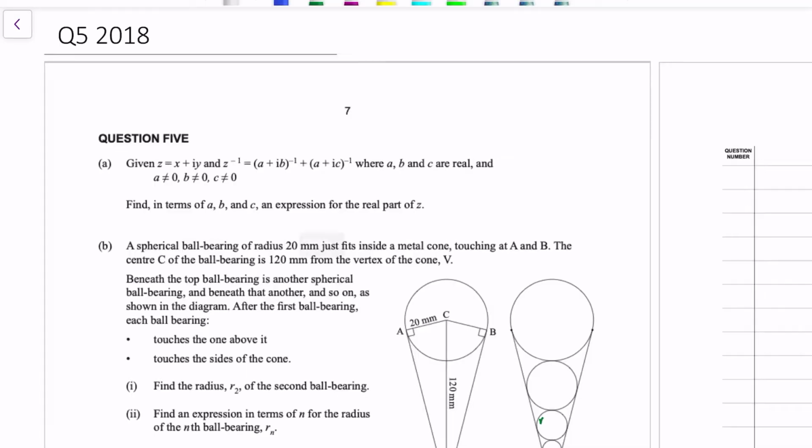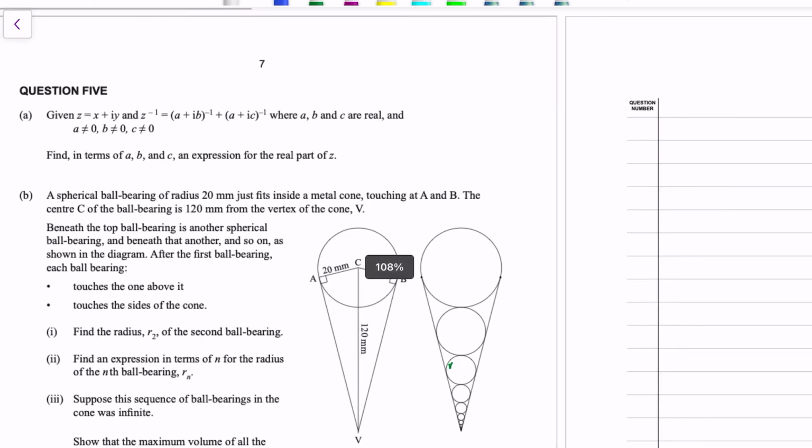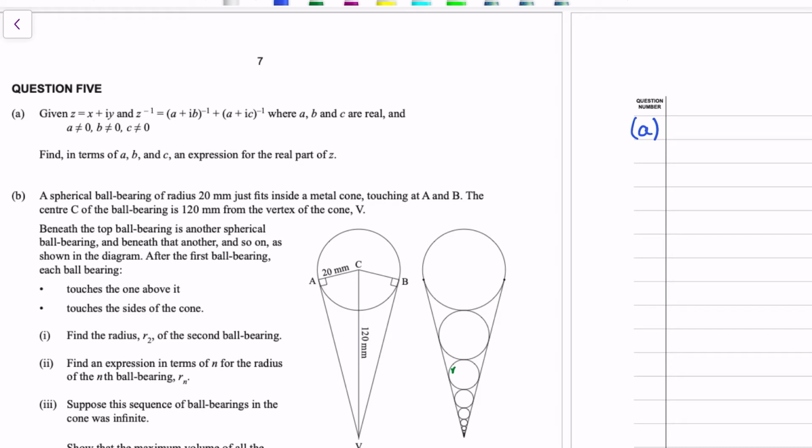Alrighty, first part, question 5a. Given that z equals x plus iy and z to the power of -1 is equal to (a plus ib) to the power of -1 plus (a plus ic) to the -1, where a, b and c are real and a, b and c don't equal 0. Find in terms of a, b and c an expression for the real part of z.